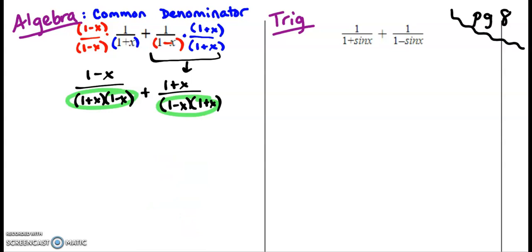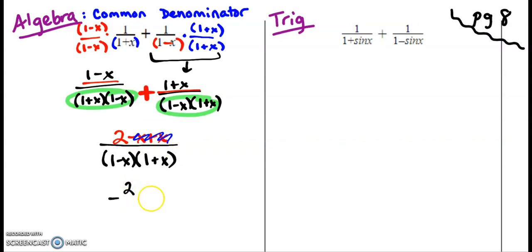The purpose of that was so now we can actually add these two fractions together because they have a common denominator. So that common denominator is 1 minus x times 1 plus x. Write it however you want. And then I am going to add 1 minus x and 1 plus x. So 1 plus 1 is 2, negative x plus x. Negative x and positive x are going to cancel out. So I'm going to be left with 2 over 1 minus x times 1 plus x.